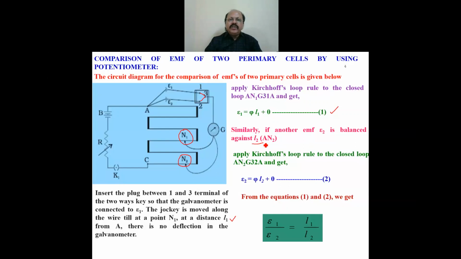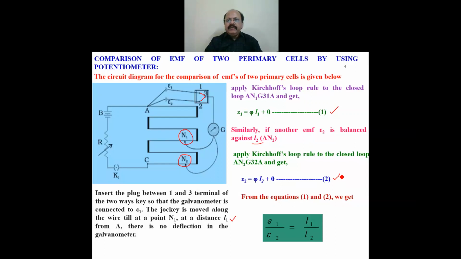Again we apply Kirchhoff's voltage law in the closed loop AN2G32A. Again you see that the direction of the loop is from lower potential to higher potential, that is negative terminal to positive terminal. So E2 is positive. Further you write E2 equal to phi L2, the potential drop across AN2, plus 0, that is through the galvanometer as it shows no deflection. So mark this equation 2.